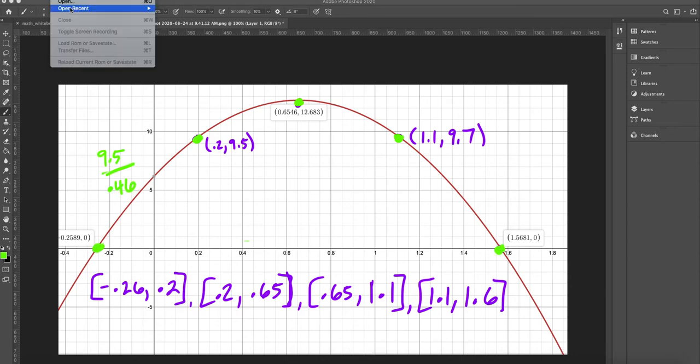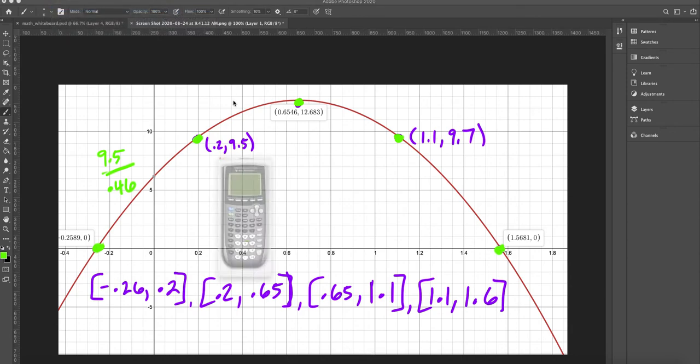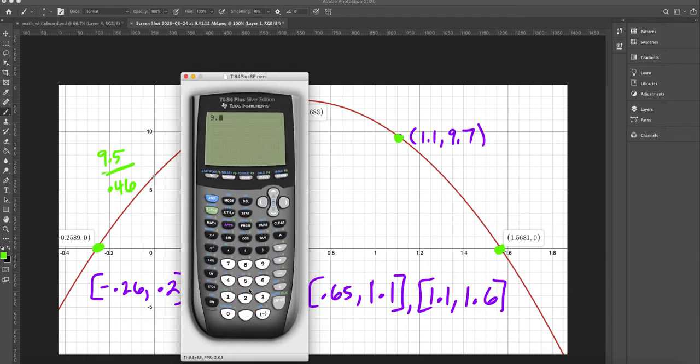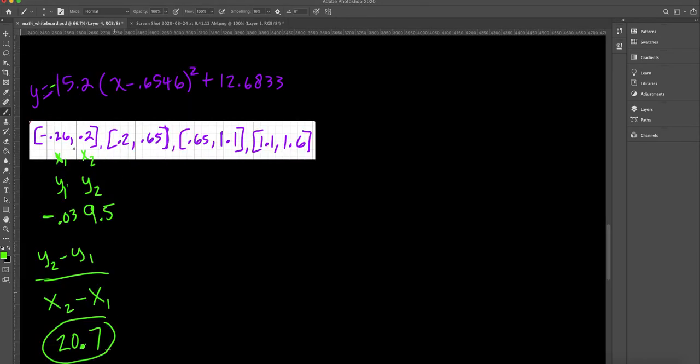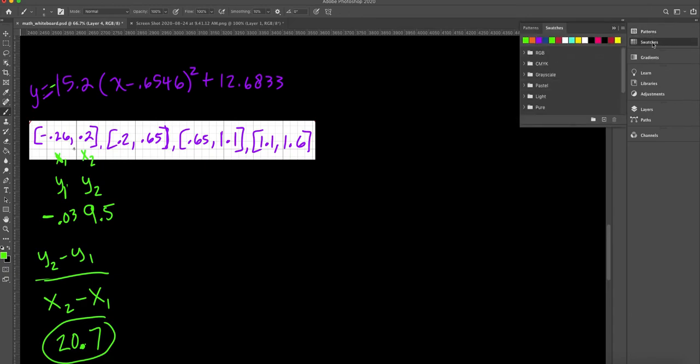I'll just open up this calculator real quick to test that, to see how close we were. 9.5 divided by 0.46, and that's 20.65. And what did we get again? 20.7. So that's really close, right? Okay, so that's a good sign that we're getting the right answer.